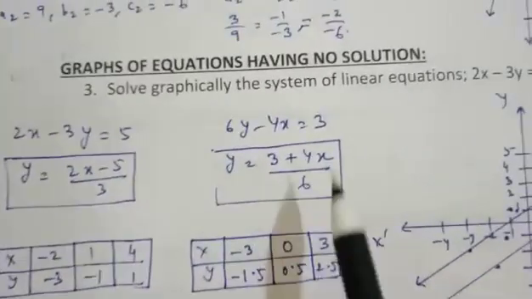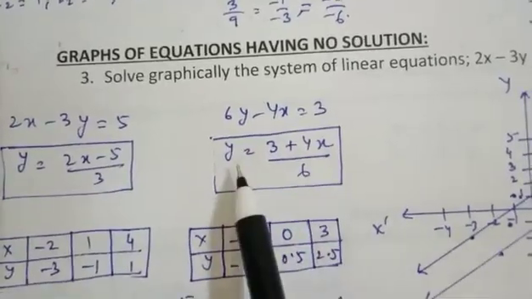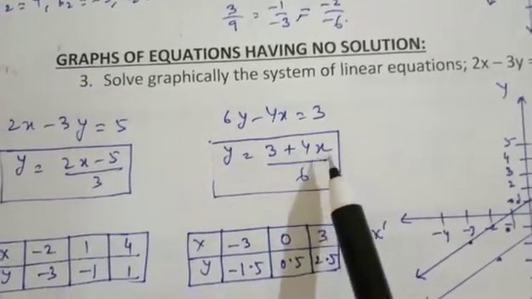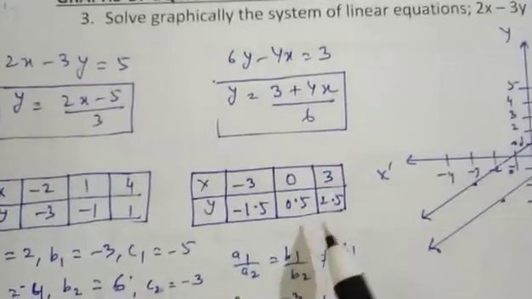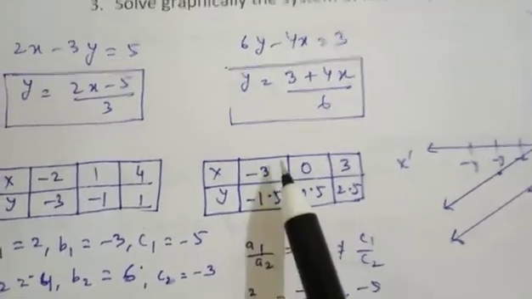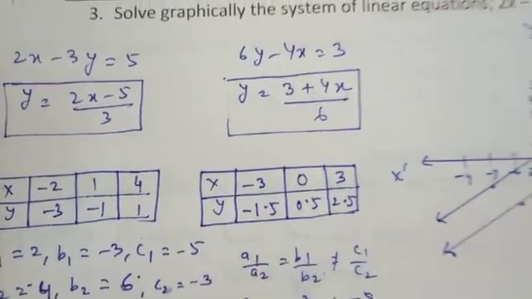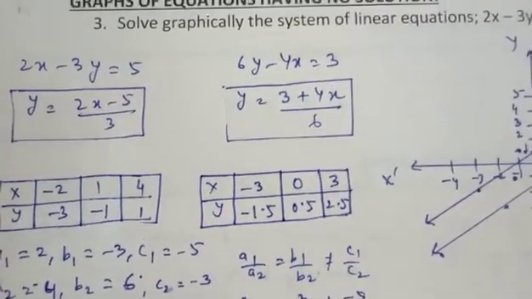When I go for the next equation, that is 6y minus 4x equal to 3, and if I make y the subject again, that is y equal to (3 plus 4x) by 6, then I'm going to get the table here. Now look at this table. When I took the value of x as minus 3, I'm getting y in decimals. That's not a big problem. You can get the values of x and y in decimals also.